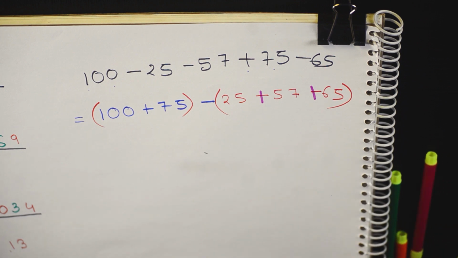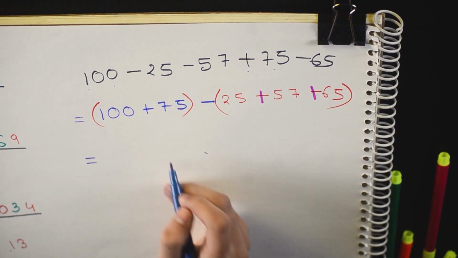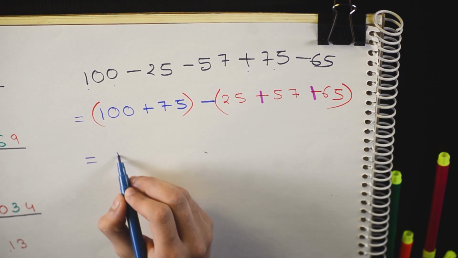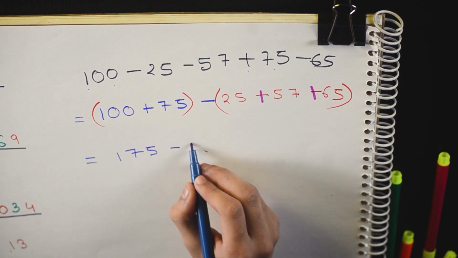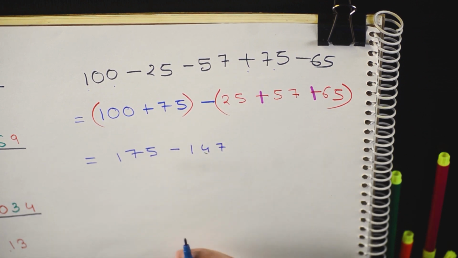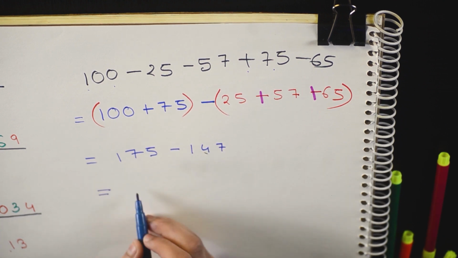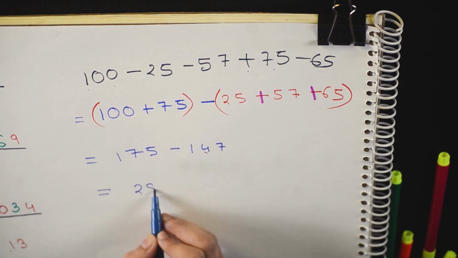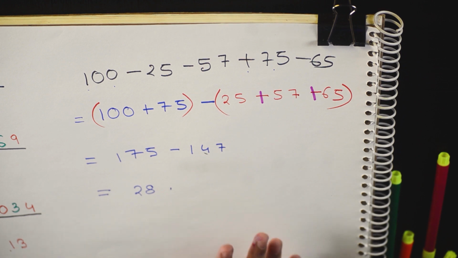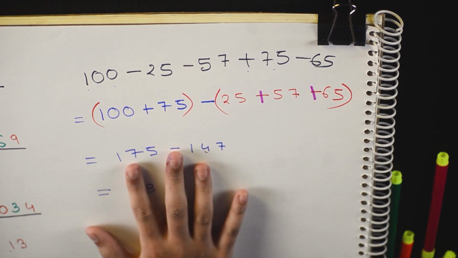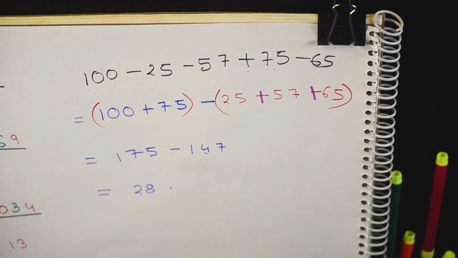So what will the answer come? For this one it will come as 175 and for this one it will come as 147. And now you just have to find one difference, which for this one is going to come out as 28. So this was also pretty simple, right? And if you are also having any questions regarding this operation too, then let me know in the comment section below. So today we learned a lot of things, so let's summarize them first.